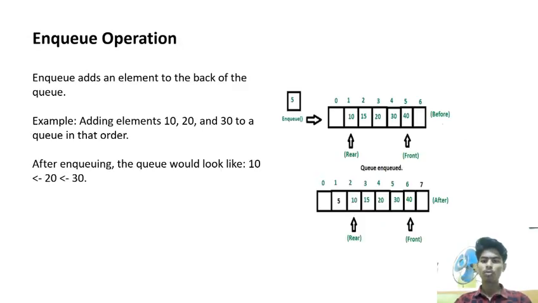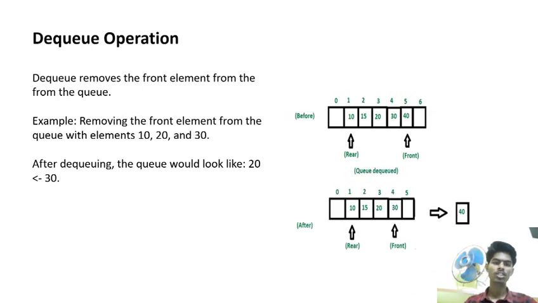Now we are discussing the first operation of the queue, the enqueue operation. Enqueue adds an element to the back of the queue. Example, adding elements 10, 20 and 30 to a queue in that order. After enqueuing, the queue would look like 10, 20, 30. Here we see in the picture we add 10, 15, 20, 30, 40 from the back of the queue. So we can say that the rear is the end where elements are added and the front is the end where elements are deleted.